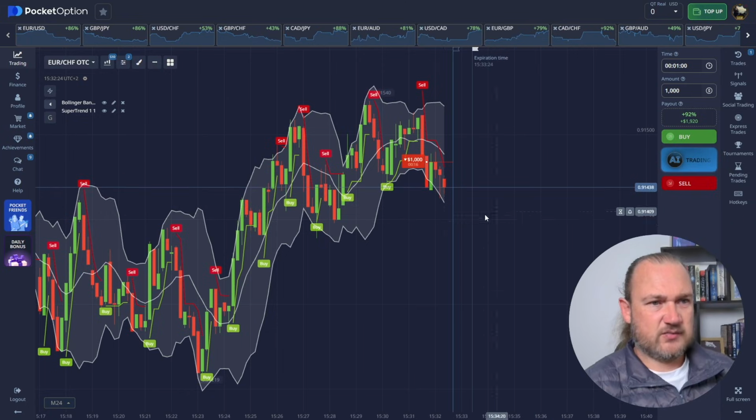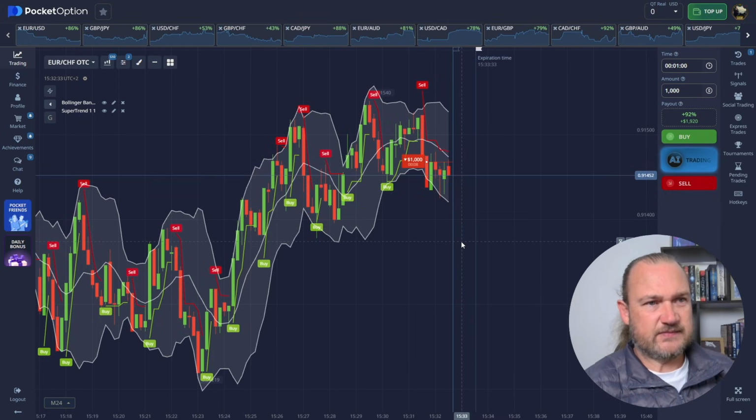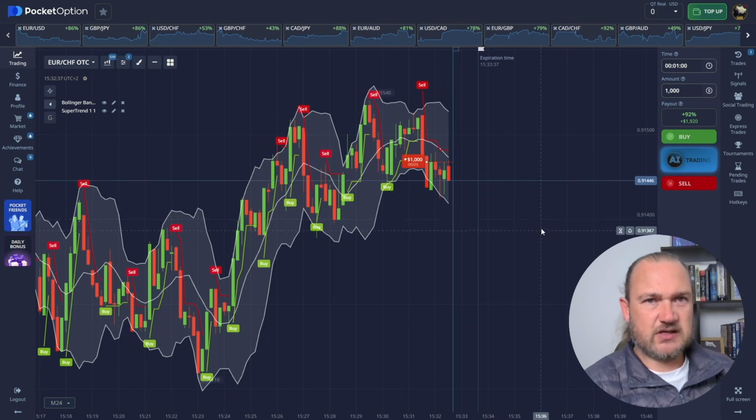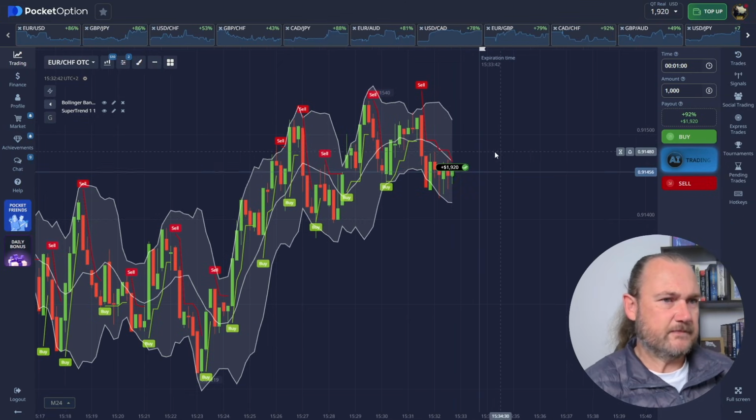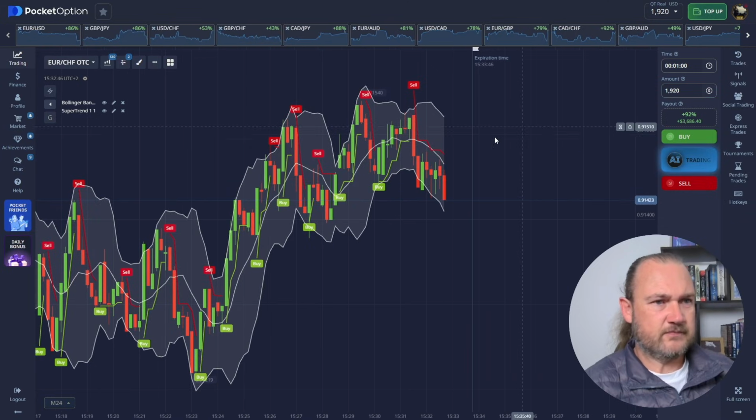But we should see it come down to more or less this area here in the near future. 10 seconds left on this. It's being very stubborn, but it does look like we'll make it. There we go, good entry. And let's see if we can pick up another one.